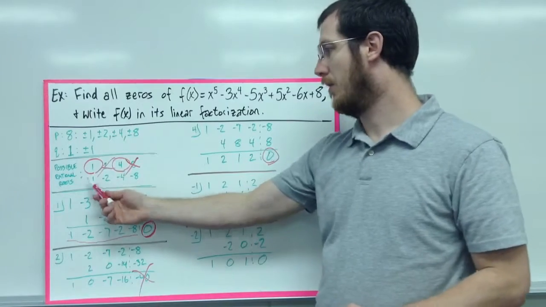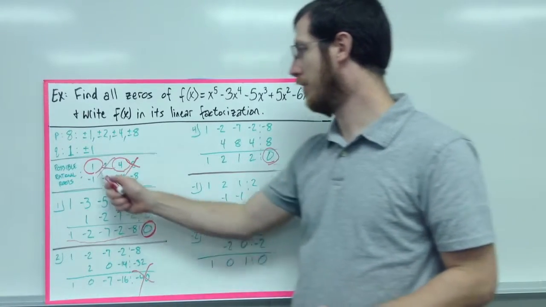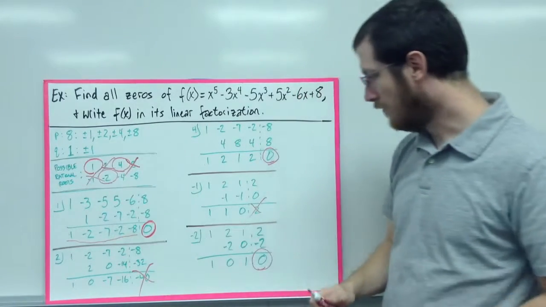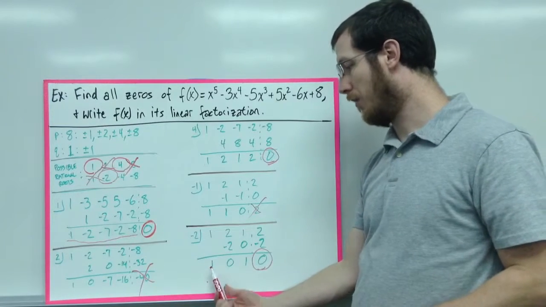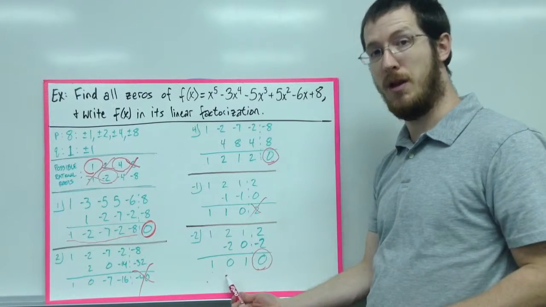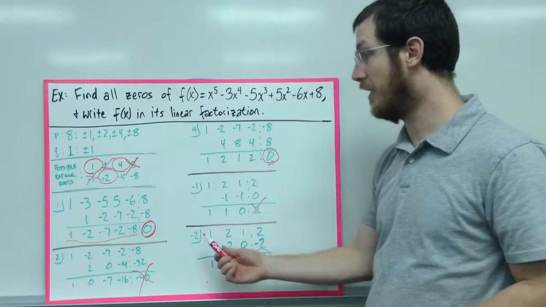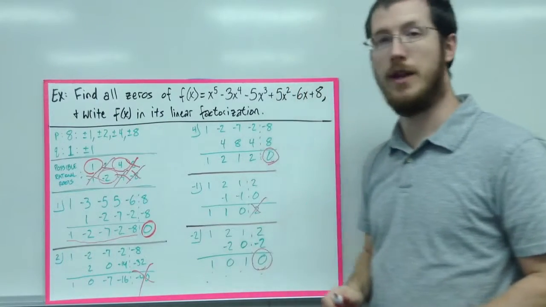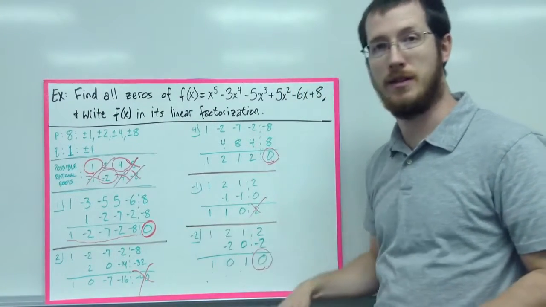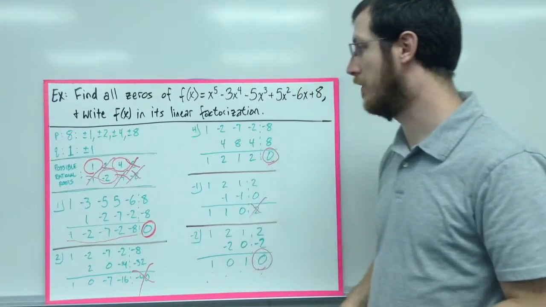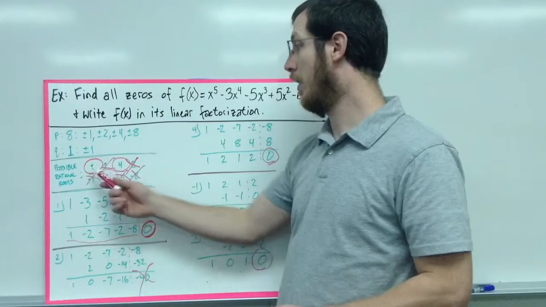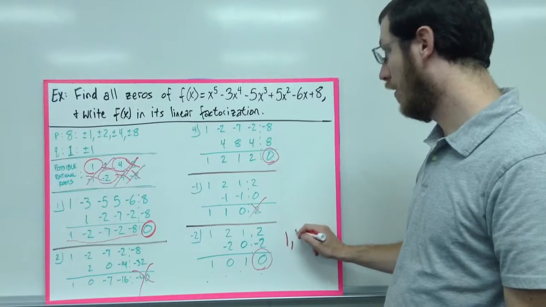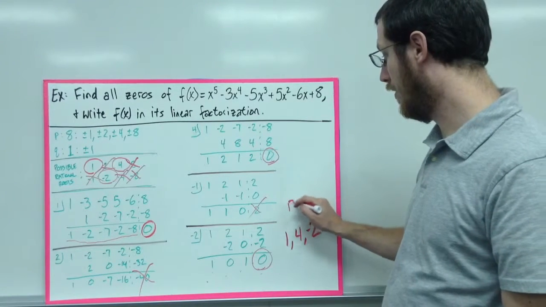Okay, so I went down to our negatives, tried -1, didn't work out. Tried -2, -2 is a zero. And notice that they alternate non-negative, non-positive, non-negative, non-positive. So that means that negative 2 is a lower bound. So that means that negative 4 and negative 8 cannot be zeros. So I don't have to waste the time testing those using synthetic division. So I've got 3 rational roots, 1, 4, and negative 2.